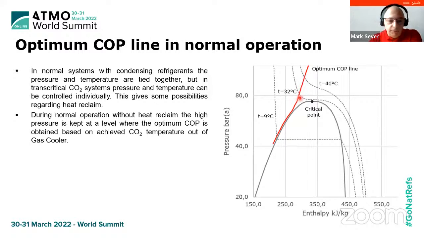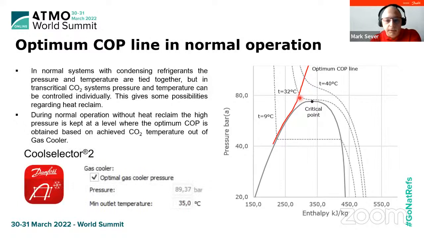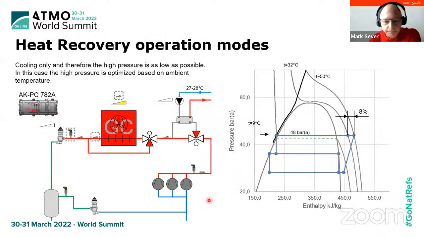Just as a small note, if you are interested in this red curve and you are familiar with our selection tool, Coolselector2, in all selections where the topic is CO2 components, you will have the option to select your temperature out of the gas cooler. Then if you go to the optimal gas cooler pressure, you will automatically have a value. Of course, in the selection software, you can manage this pressure manually and then see how the system behaves differently. But let's talk about heat recovery operation modes.